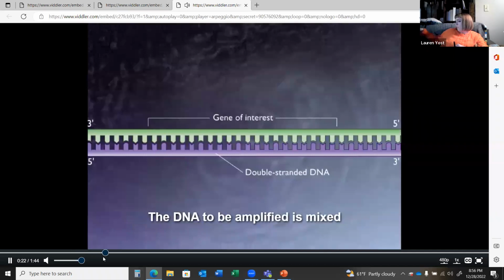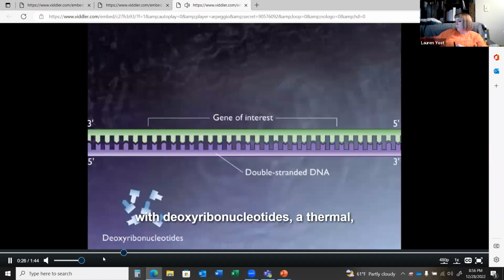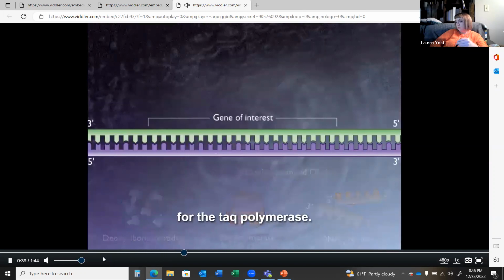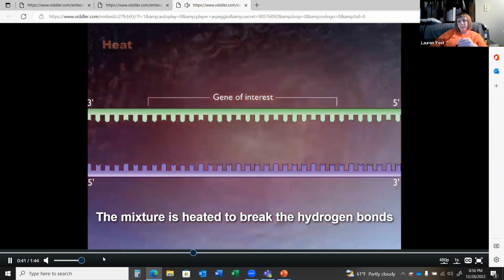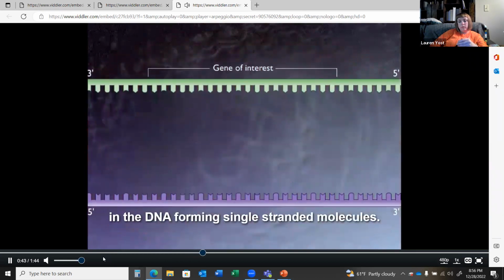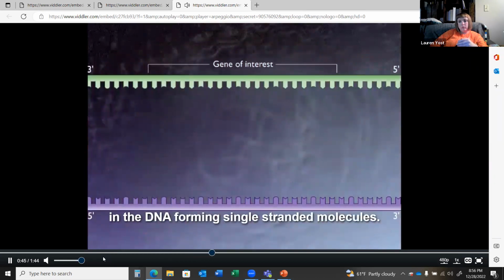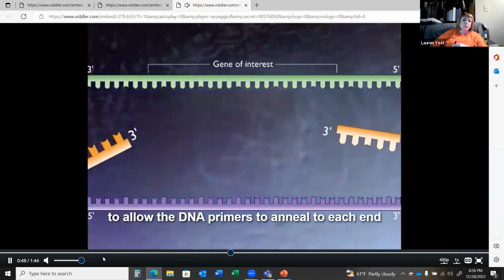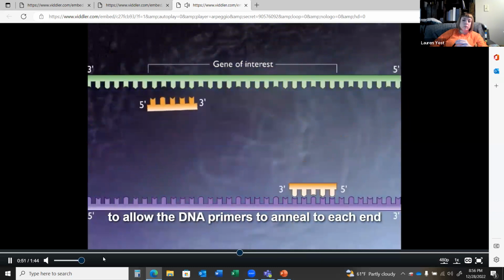The DNA to be amplified is mixed with deoxyribonucleotides, a thermal stable DNA polymerase called TAC polymerase, and DNA primers. The DNA primers hybridize to the ends of the gene to be amplified and provide a starting point for the TAC polymerase. The mixture is heated to break the hydrogen bonds in the DNA, forming single-stranded molecules. The mixture is then cooled sufficiently to allow the DNA primers to anneal to each end of the segment to be copied.